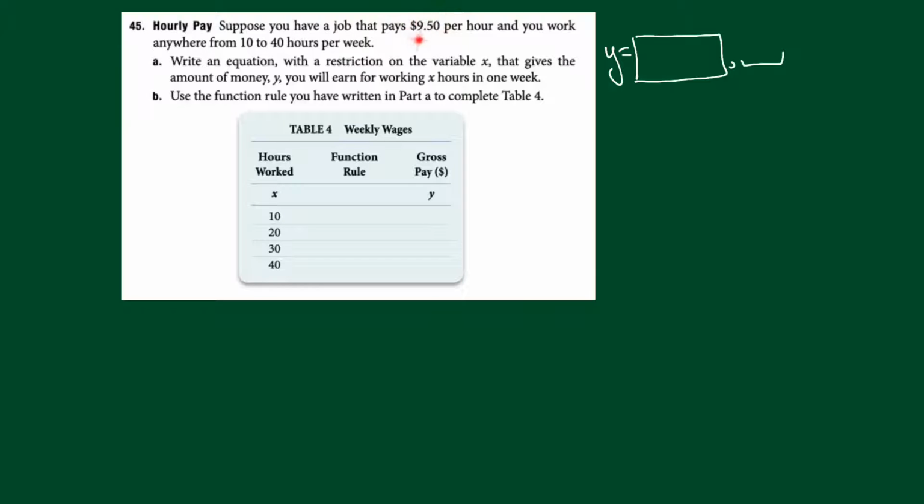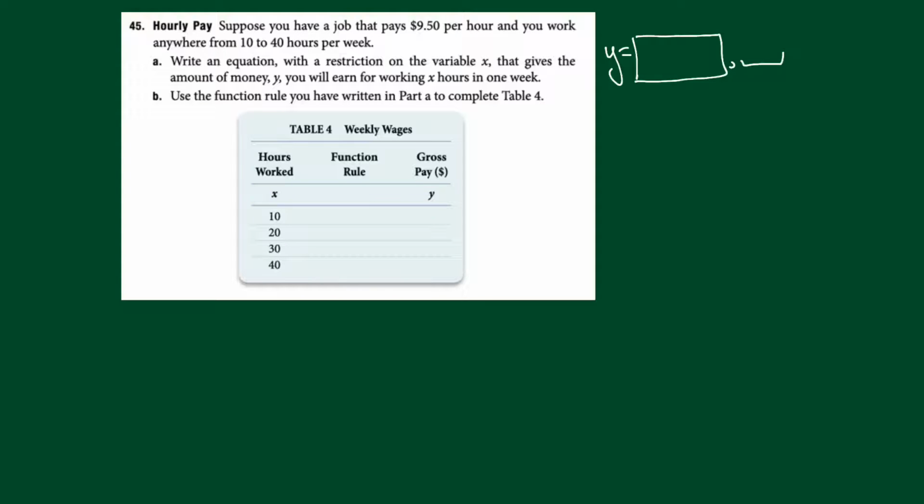We make, up here, $9.50 an hour. Now what if you worked 1 hour? You would make how much? $9.50. What if you worked 2 hours? Then you would have 2 of those $9.50s, or $9.50 twice. What if you worked 3 hours? You would have that $9.50 3 times. If you worked 4 hours, you would have that $9.50 4 times. If you worked 10 hours, you would have that $9.50 10 times. If you worked 20 hours, you'd have that $9.50 20 times. I think we got it. If you work X hours, you would have that $9.50 X number of times.